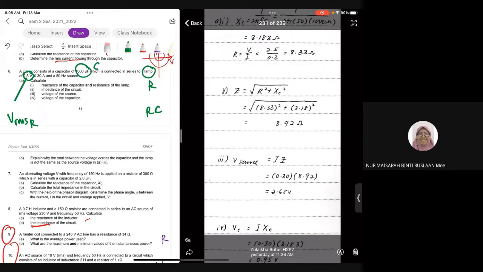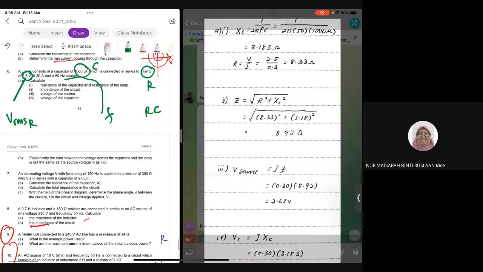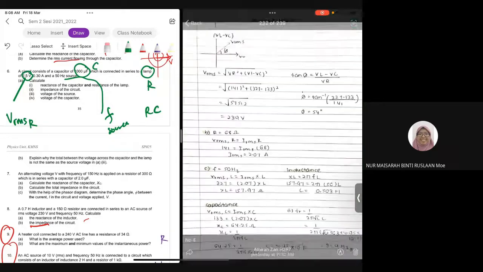Sebab apa dia cakap perkataan lamp off? Lamp off maksudnya lamp punya. 0.3 ampere, so ini IRMS. So IRMS tak kisah mana-mana because dia adalah series circuit, so IRMS is constant. And a 15 Hz source. Ini adalah frekuensi source, sebab dia kata source punya. Okay, so soalan dia, calculate the reactance of capacitor and resistance. So for the first question, they ask you to find XC.